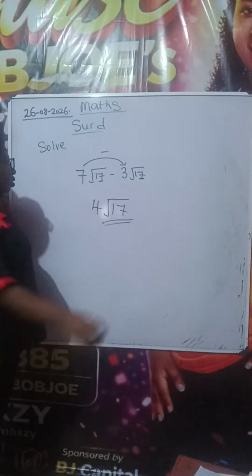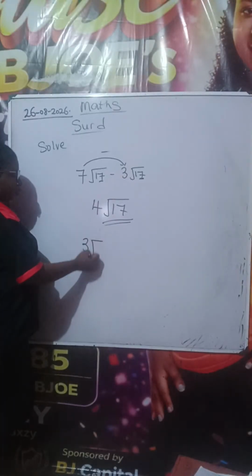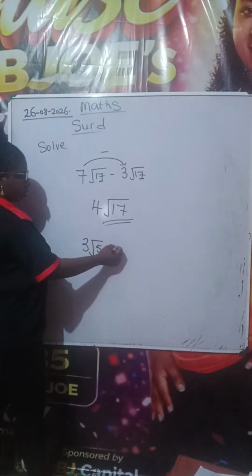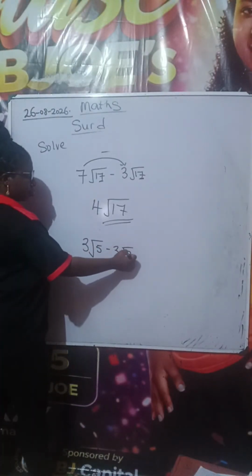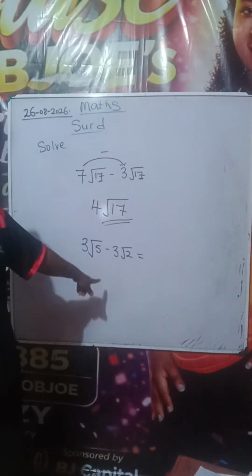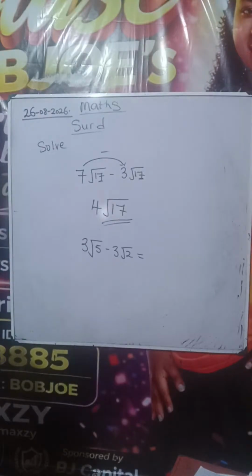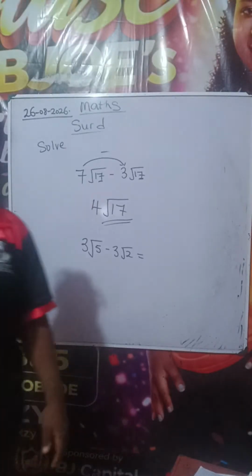Now, what of this one? Look at this. I have 3 root 5 minus 3 root 2. What is the answer to this one? Everybody look at it. Can we subtract on this? Is it possible? Or is the answer 0?